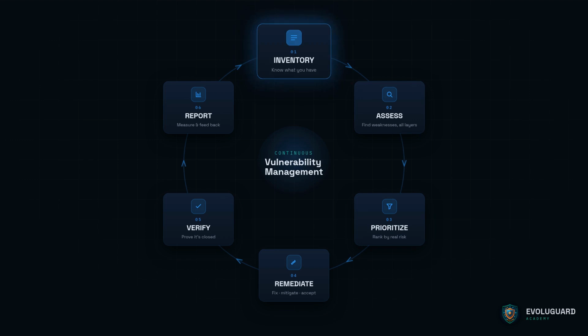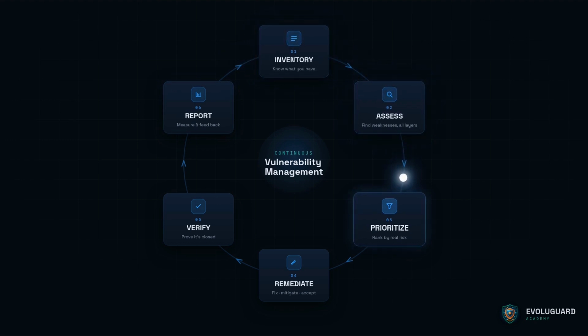And then, it never stops. New code ships, new CVEs drop against libraries you already use. The cloud config drifts. The same loop runs again, continuously, automatically, at the speed of your pipeline. Point-in-time security is a myth in a system that changes every hour. The program isn't a quarterly event you survive. It's a background hum that keeps your real risk flat even as your software and the threat landscape never stop moving.